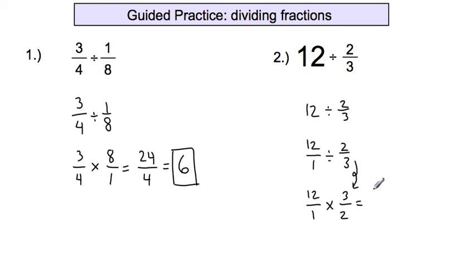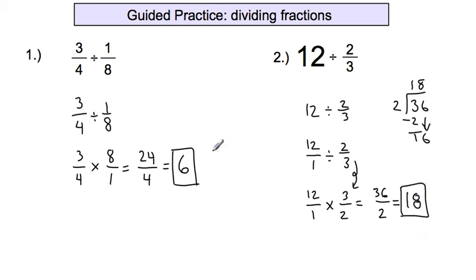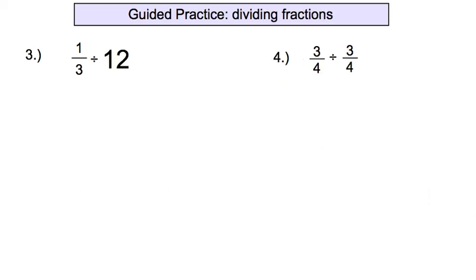12 times 3 is 36. 1 times 2 is 2, and then 36 divided by 2. If you can't do that in your head, off to the side with you. 2 times 1. Bring down the next number, and it's 18. All right, they're not all going to end in whole numbers, but the first two certainly did.